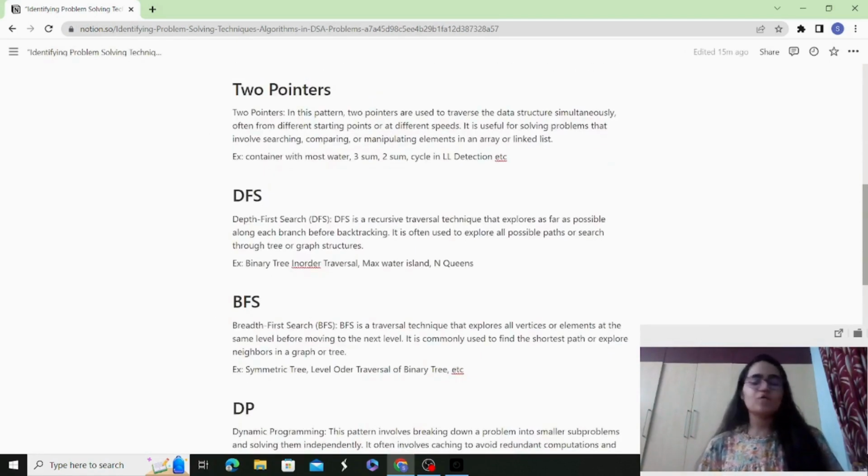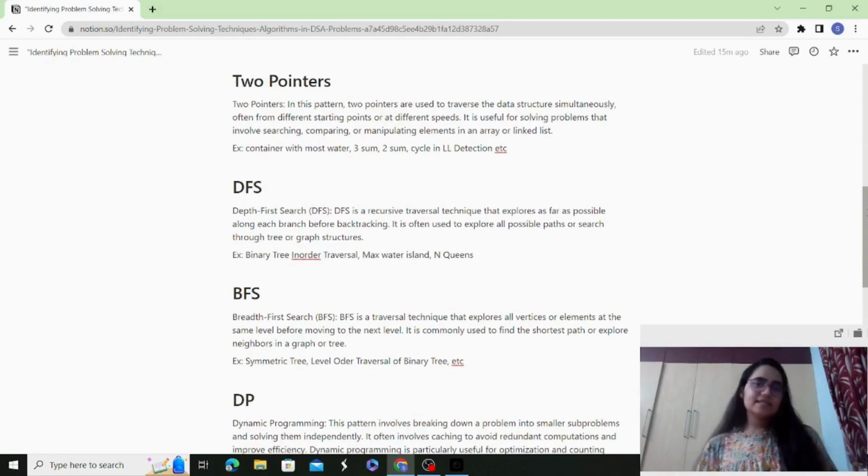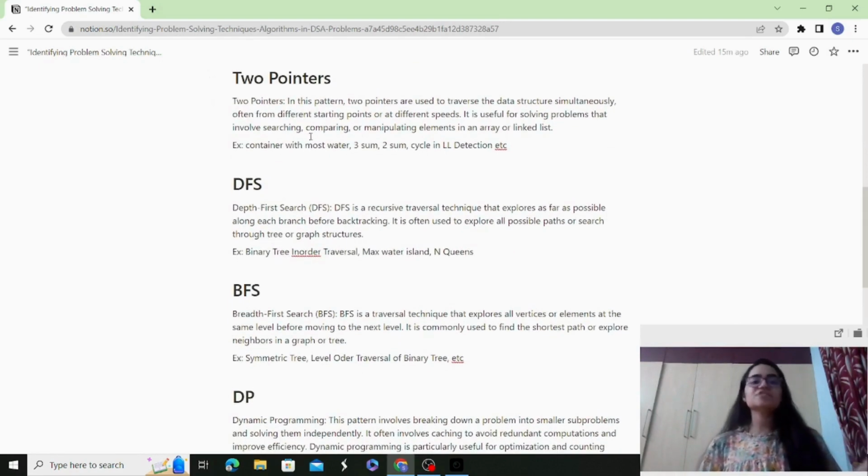And some examples, as I've already mentioned: container with most water, three sum, two sum, and cycle detection in a linked list. Go ahead and solve these to actually understand what the two pointer approach is.